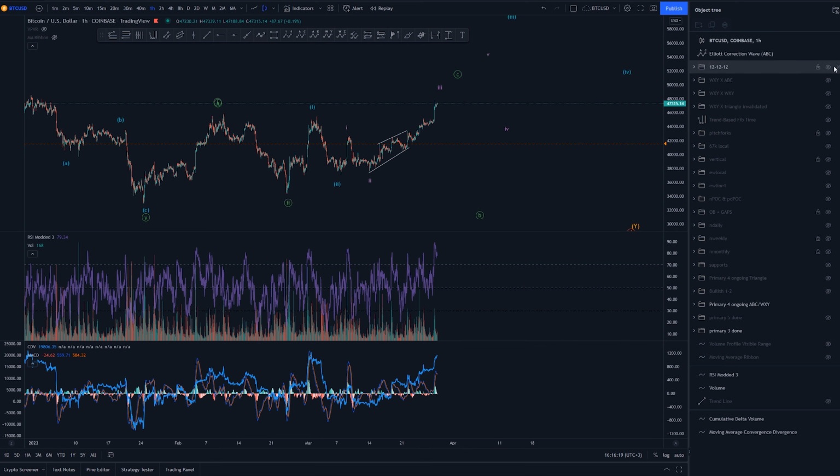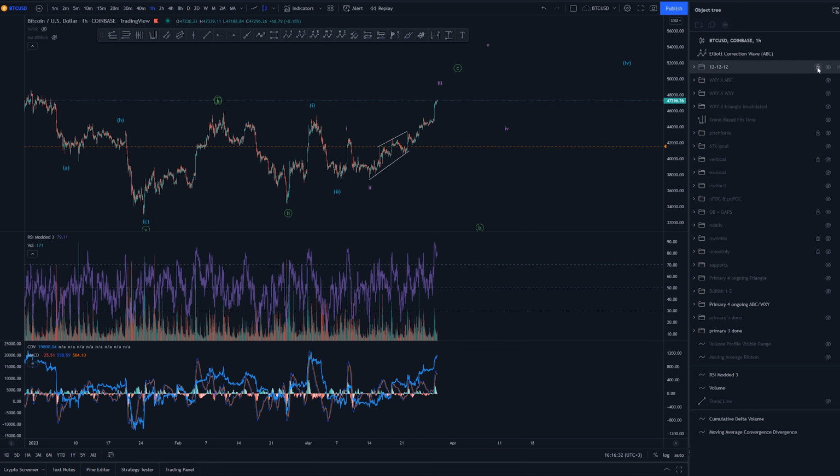I guess this moon boy count is not invalidated. If we come down here again, it gets invalidated. But getting these 5-wave moves is a bit tricky. So it's definitely not my main option right now.